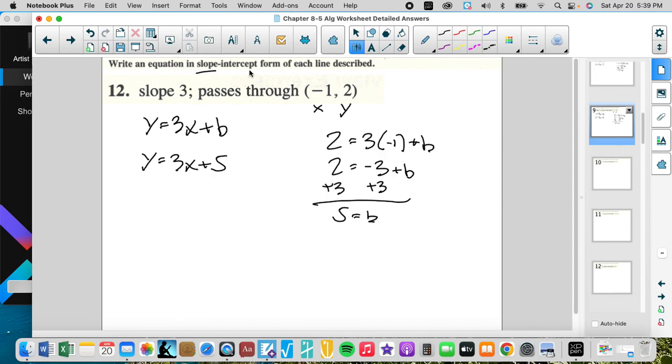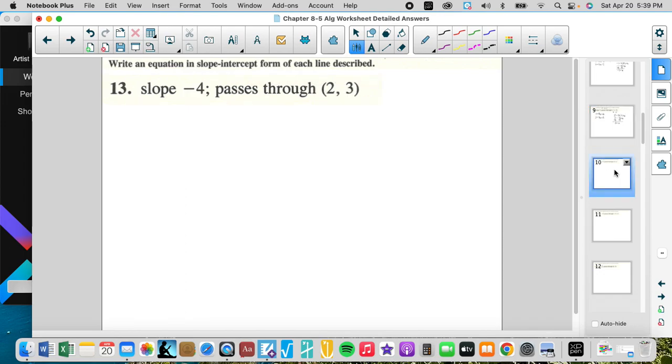So slope and y-intercept are the things that we need to be able to fill in into these equations. That name for the linear form tends to tell us what information they give us.